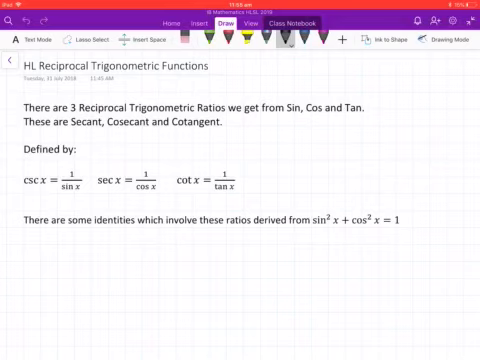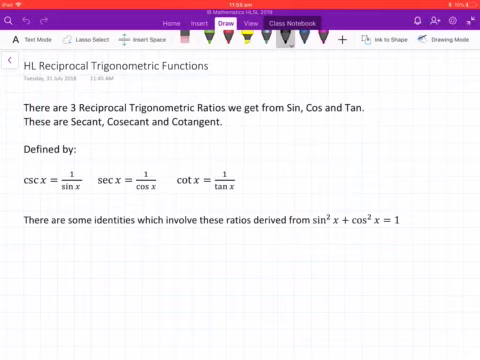So we have these things called reciprocal trig functions or trig ratios, and they come from sine, cos and tan. So cosec, CSC or cosec, which is actually short for cosecant, is 1 on sine x. Secant of x, sec x, is equal to 1 on cos x, and cotangent is equal to 1 on tan x. And so we can use some techniques, later we'll look at the graph, to how we're going to do that.